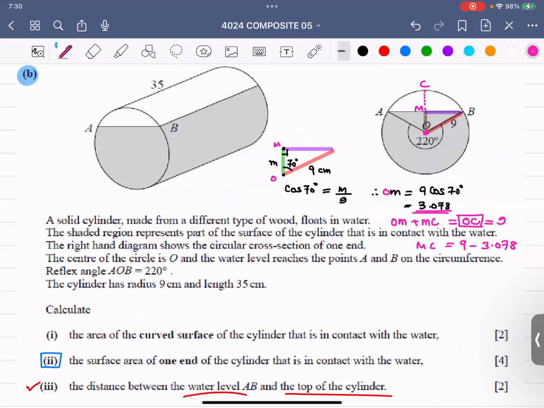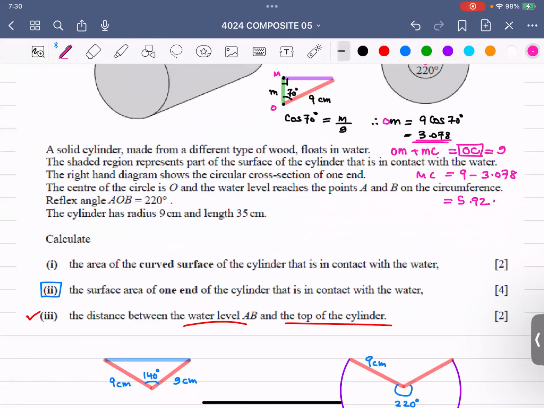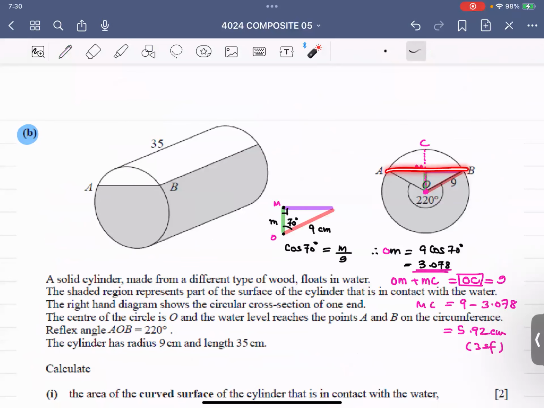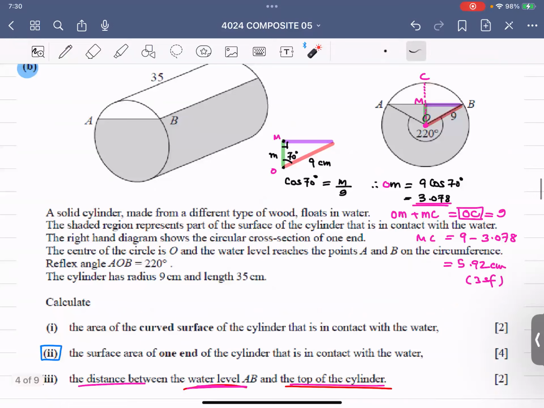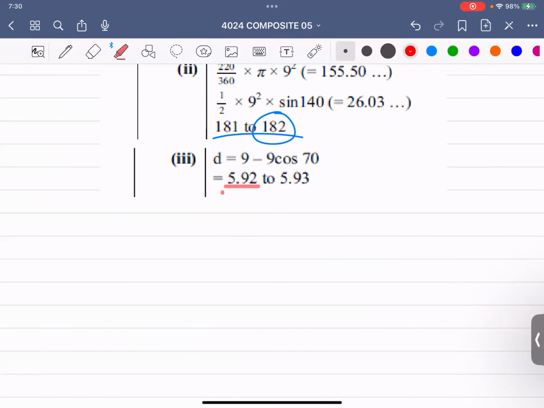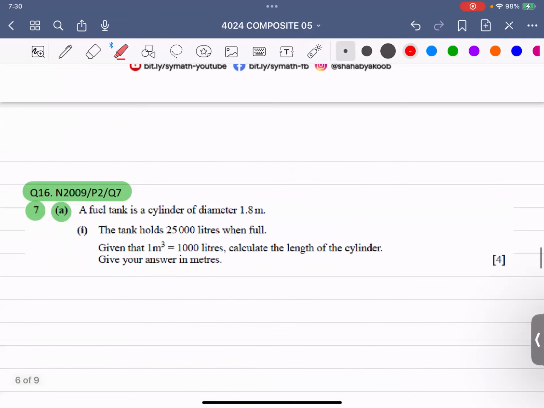Let me do the subtraction. 9 minus 3.078 comes out to be 5.92. 5.92 centimeter, correct to 3 significant figures. This is the distance between the water level AB and the top of the cylinder. This is the distance that we have calculated. And there it is. This is the answer that we got. So this is all good. So that's how this question is completed.